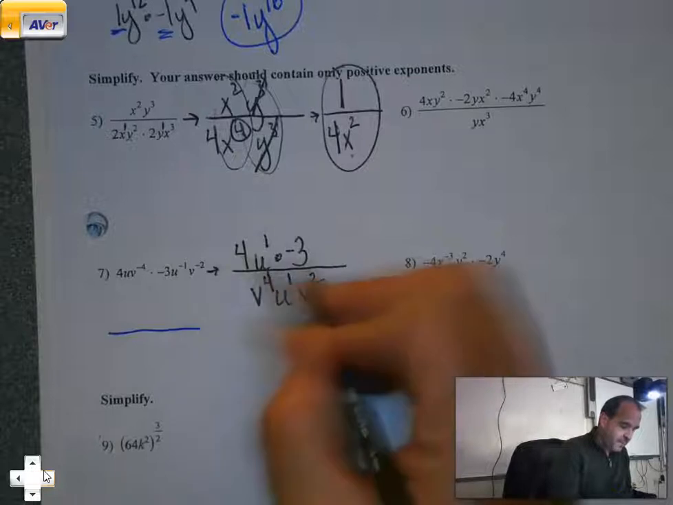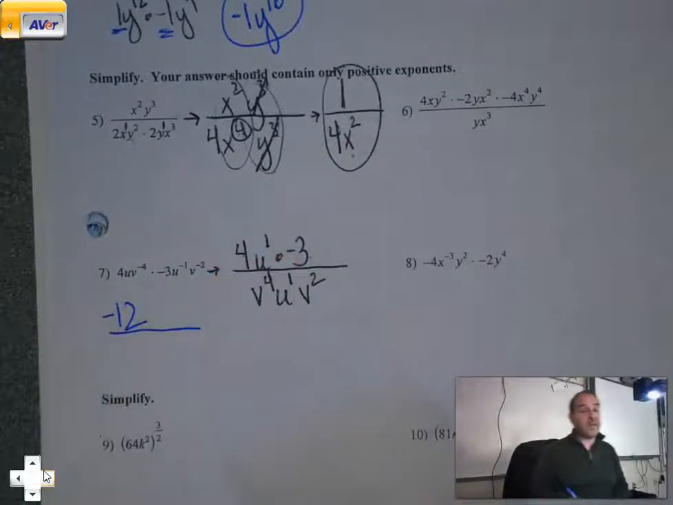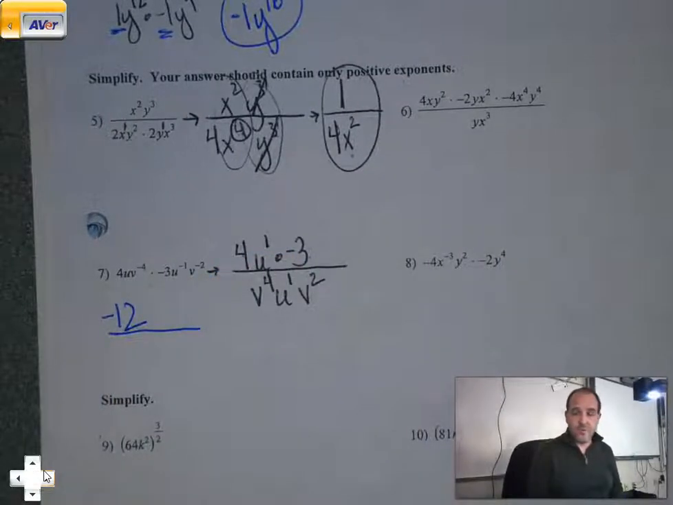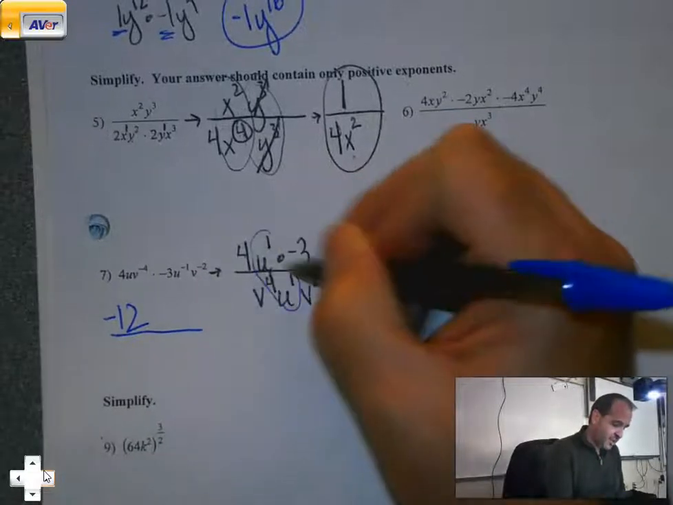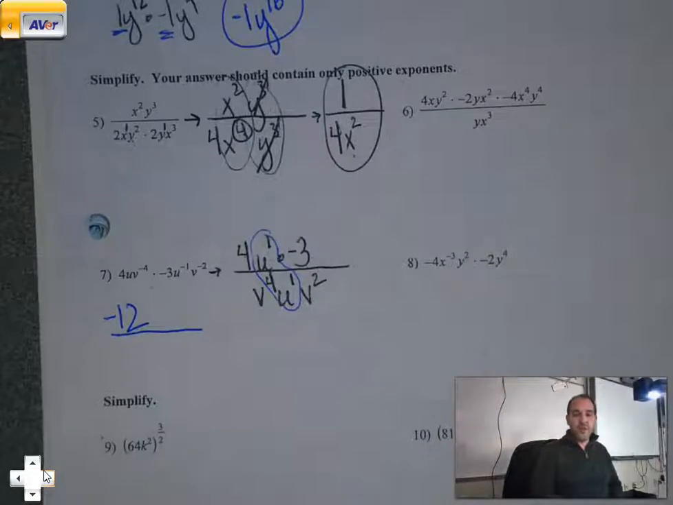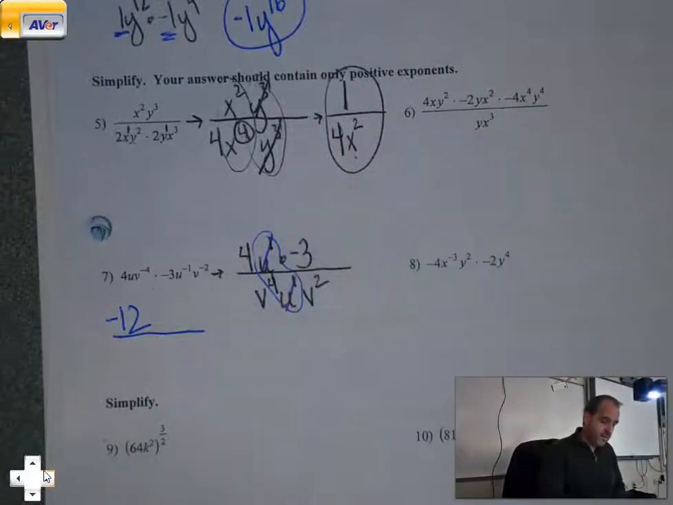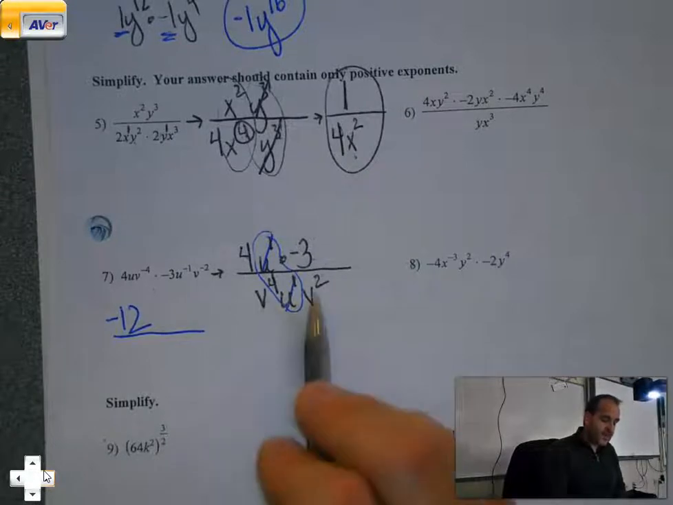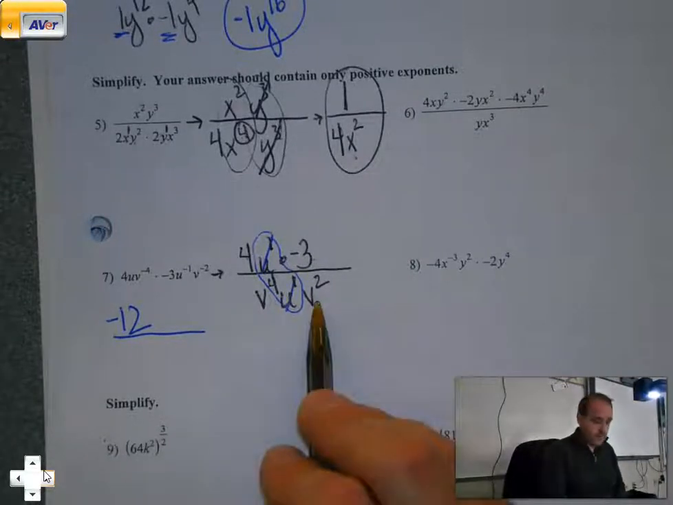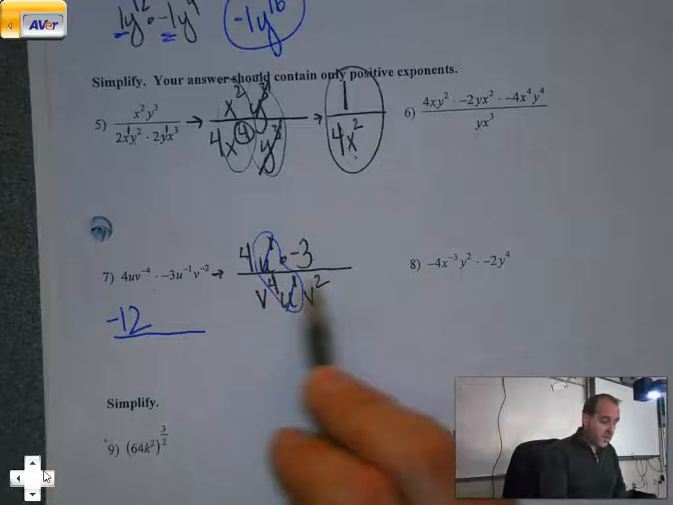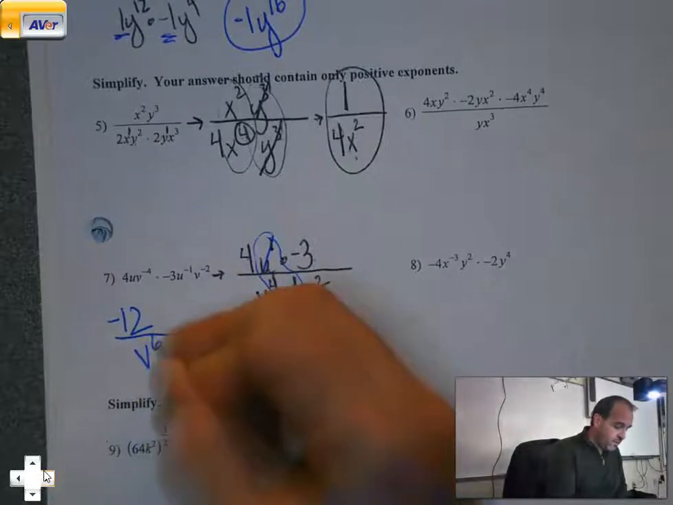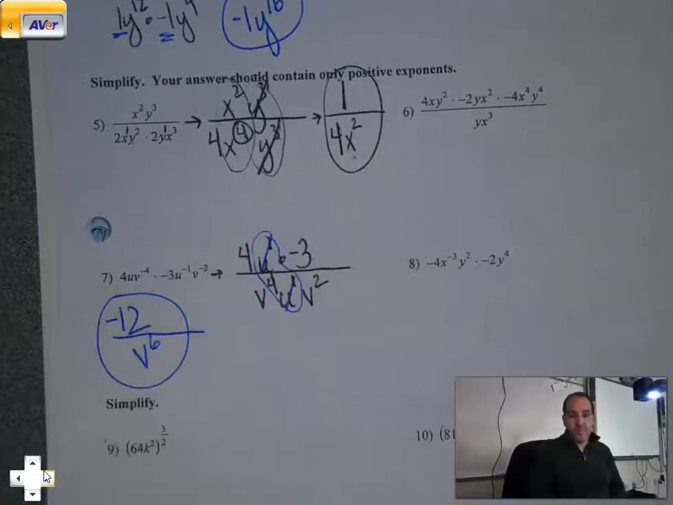So let's see, 4 times negative 3 is negative 12. Again, those aren't exponents. Don't do exponent rules and add those. We just got done chatting about this. U to the 1 minus 1 is 0, so they go away. And these, since they're on the same level, we're multiplying. V to the 4 plus 2 is V to the 6th. We're set.